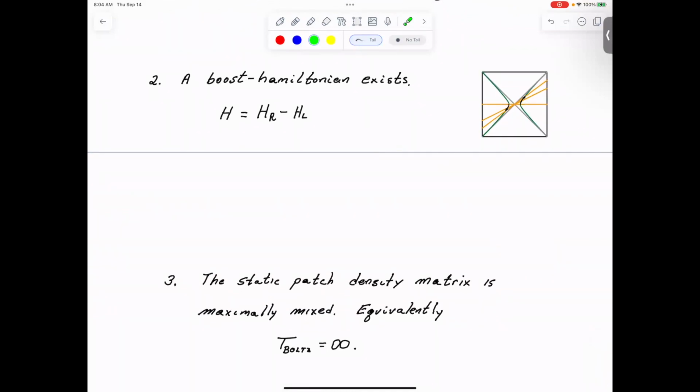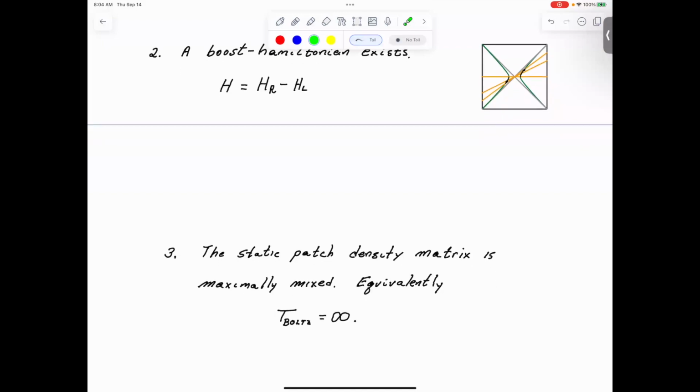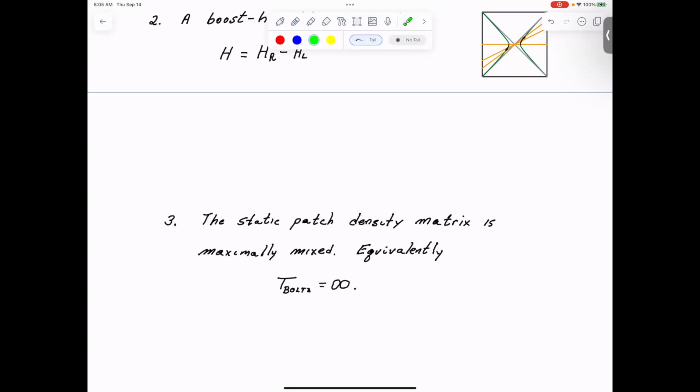Three, the static patch density matrix is maximally mixed. This already has become something of a standard. Well, I don't know if it's a standard assumption or not, but I will assume it. Equivalently, given that there is a Hamiltonian, we can say that the Boltzmann temperature, the temperature defining the density matrix, is infinite. Takes an infinite temperature to have a maximally mixed density matrix.